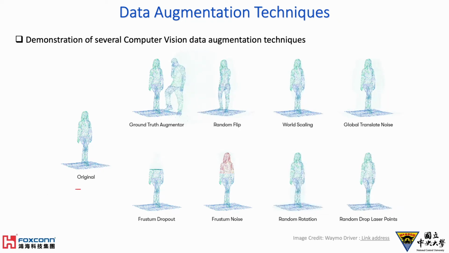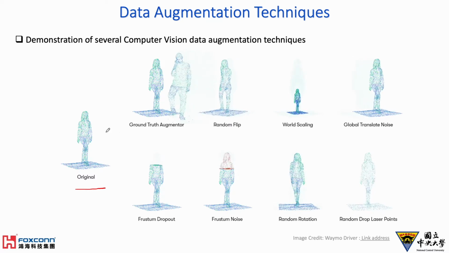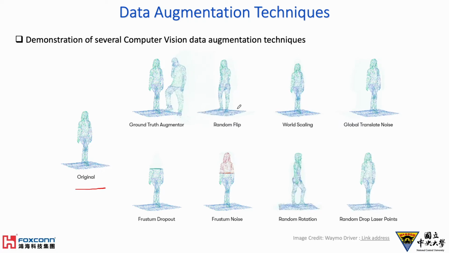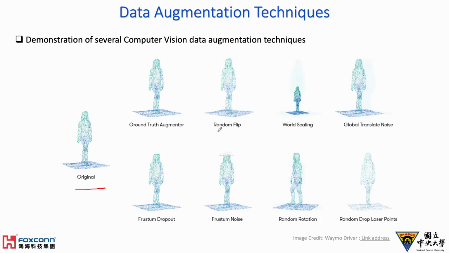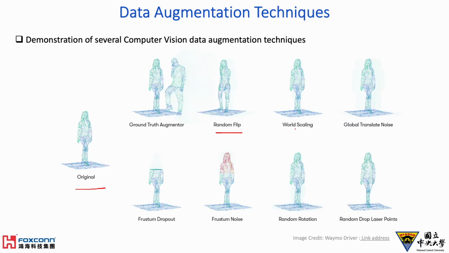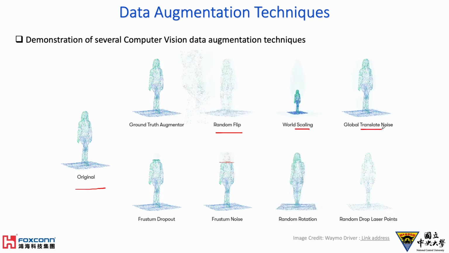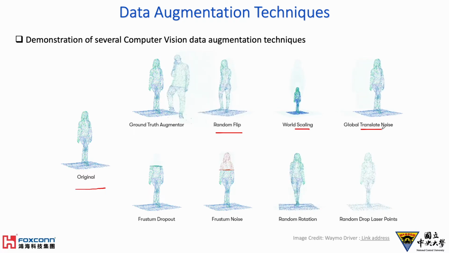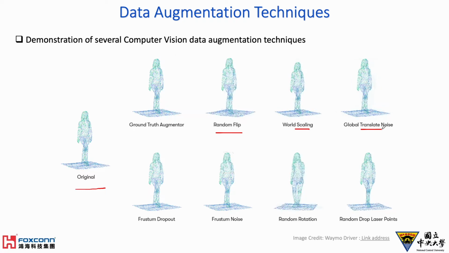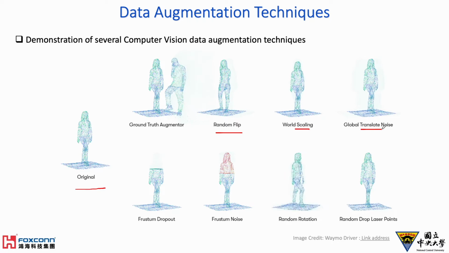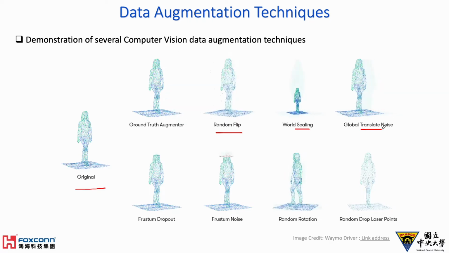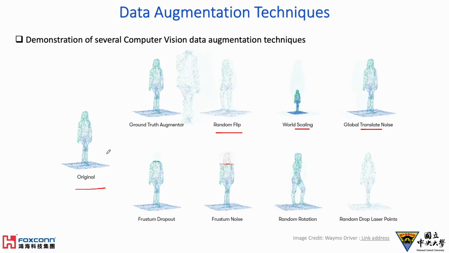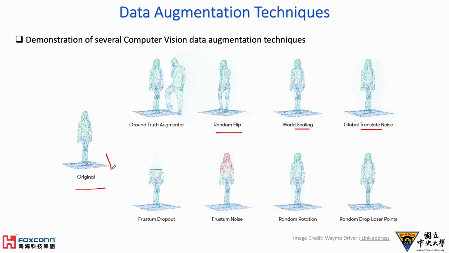For example, we have the original input signal, like the point cloud here. After we apply a set of augmentations like flipping, scaling, or adding noise, we transform it into a new view. It is a new way of looking at the input, but it still preserves the semantic information of the original input, as we can see.